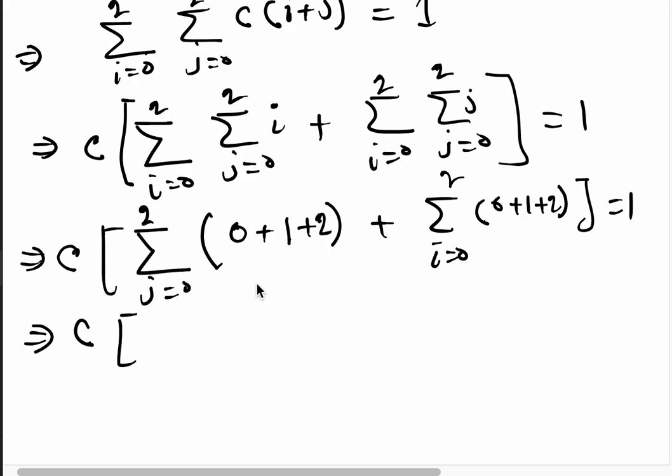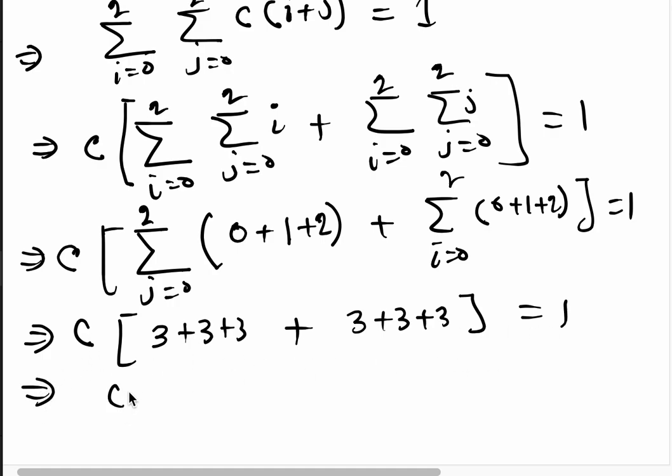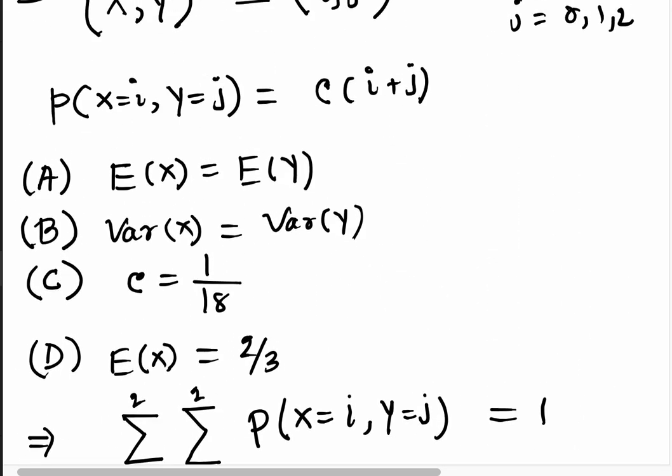And how many times will this term be added? 3 times. So this is 3, and I have to add it 3 times, 3 plus 3 plus 3 here, and this summation also gives 3 plus 3 plus 3. So this is 9 plus 9, 18, c into 18 is 1, and so c is 1 by 18. So we already got that c is 1 by 18, which is correct.